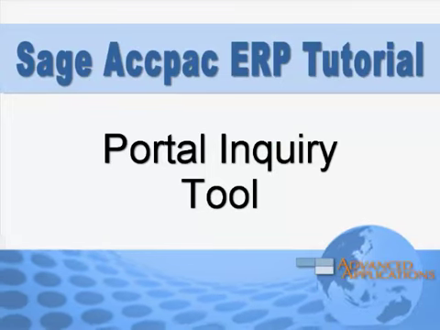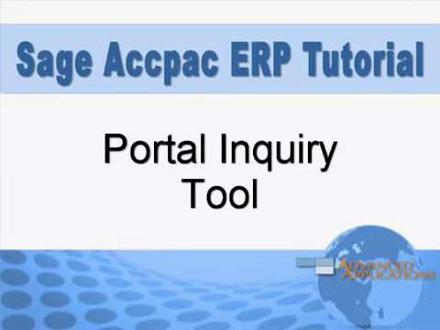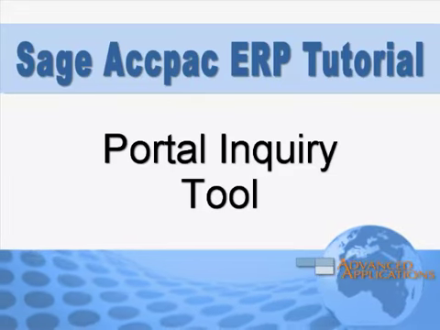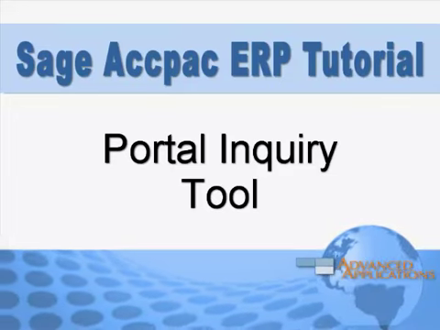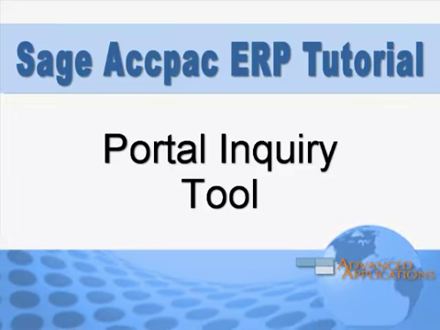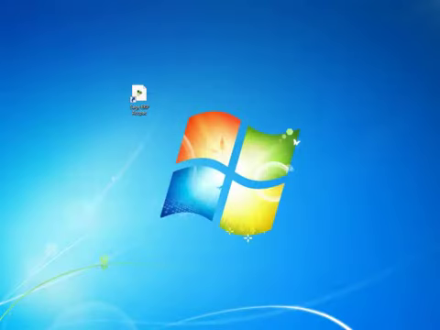The Sage ERP ACPAC portal, introduced in version 6.0, includes an inquiry tool that you can use to easily retrieve information and create and save ad hoc reports. In this tutorial, we'll take a look at how it works, so let's jump right in and get started.